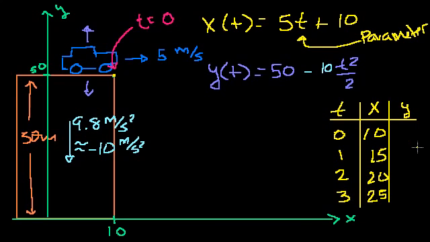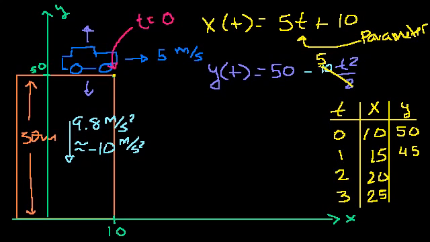Easy enough. The y is a little bit more complicated. And just to simplify this, this is the same thing as 5, 10 divided by 2. So 50 minus 5t squared. So time is equal to 0. This term cancels out. We just have 50 meters up in the air. At time is equal to 1, 1 squared is 1 times 5 is 5. 50 minus 5 is 45 meters in the air.